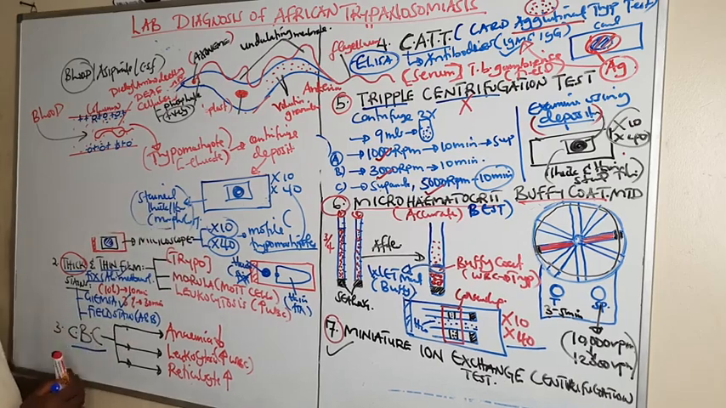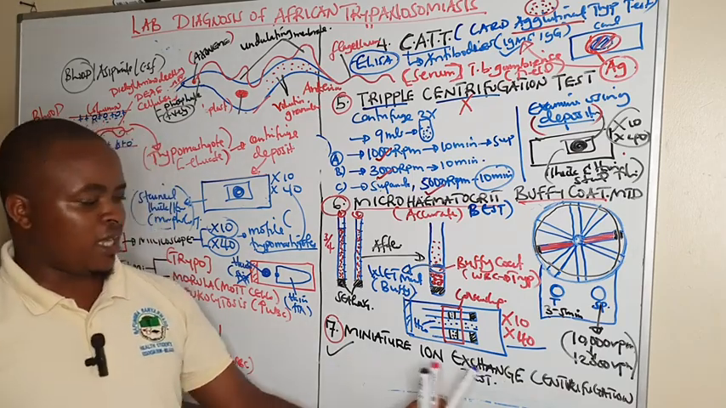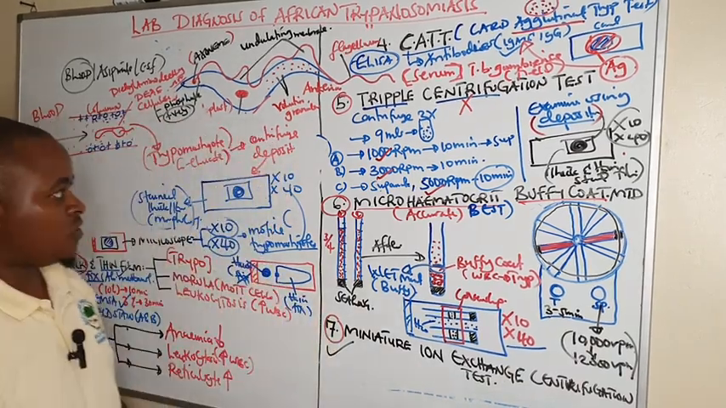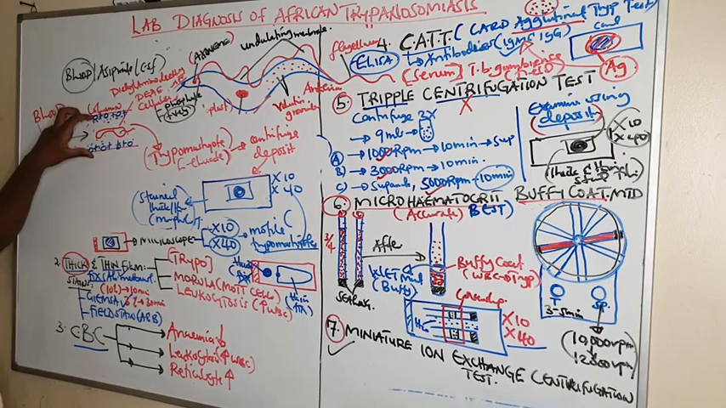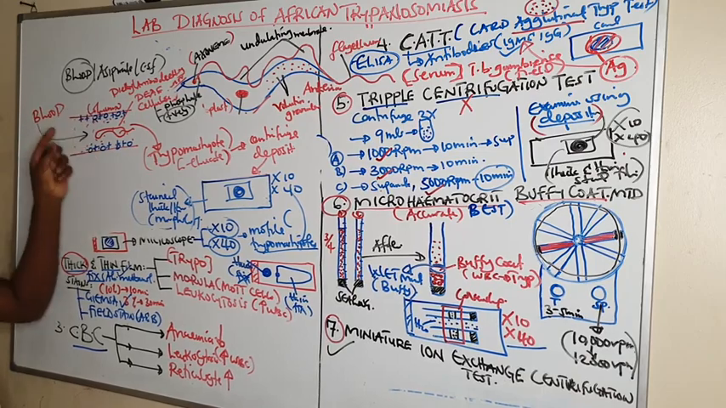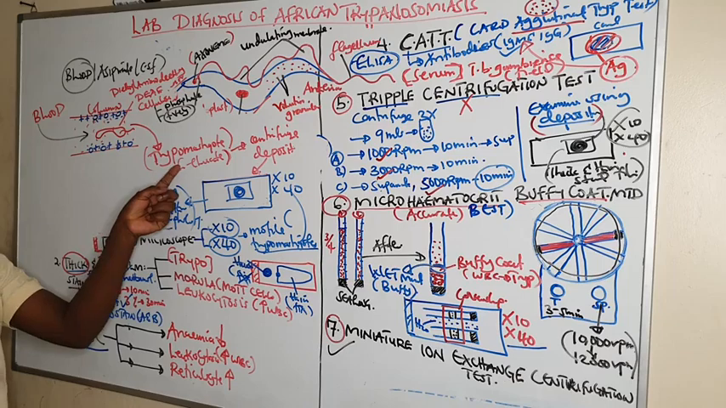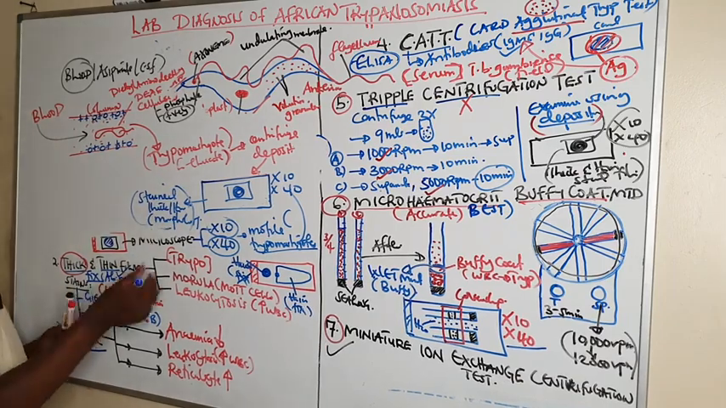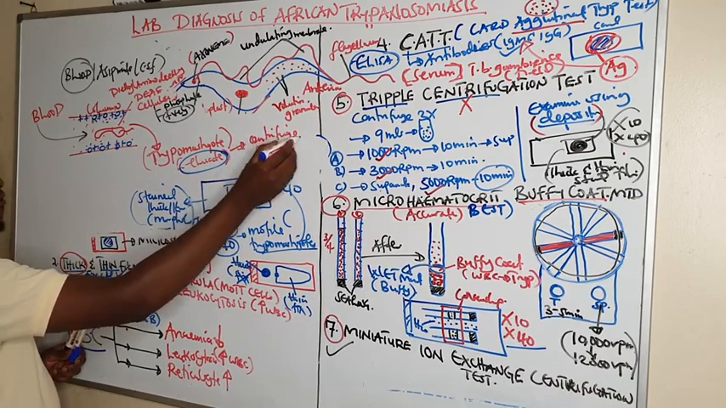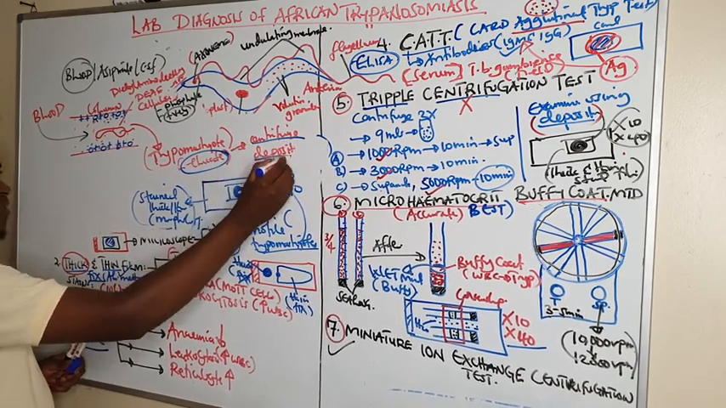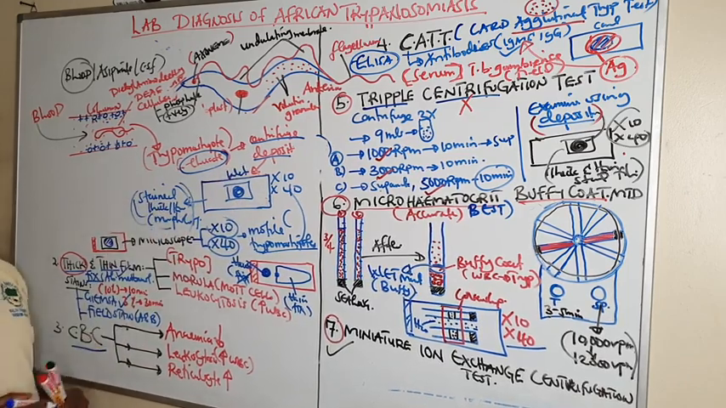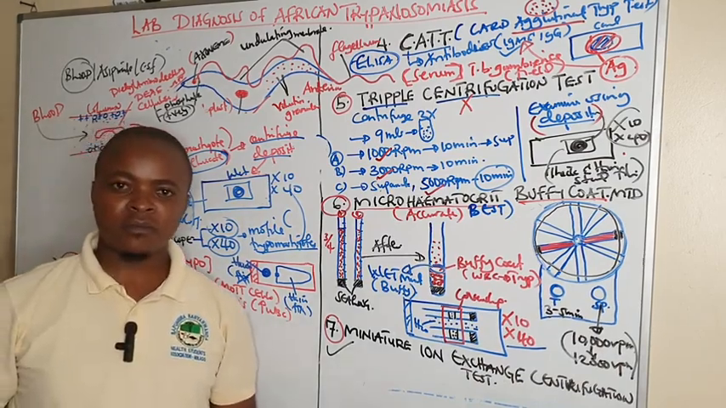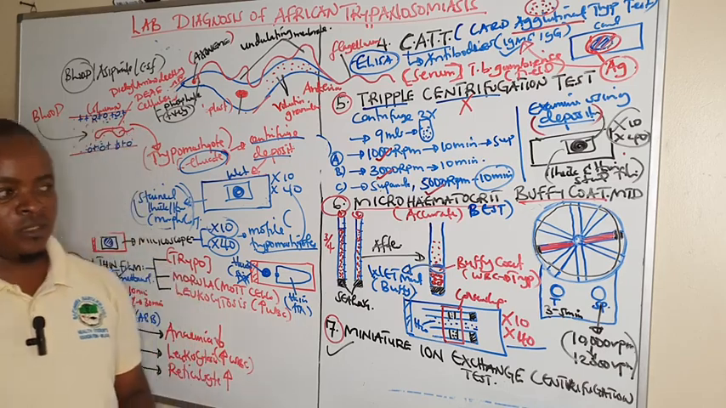So the principle behind miniature ion exchange, why do we call it ion exchange? We are seeing the positively charged column exchanging or attracting the negatively charged red blood cells and white blood cells, allowing the trypomastigotes to pass through. So after collecting the trypomastigotes in the eluent, we can go further and centrifuge, obtain a deposit, and examine using a wet mount, and at the same time stain to study the morphology. That is what we can see.